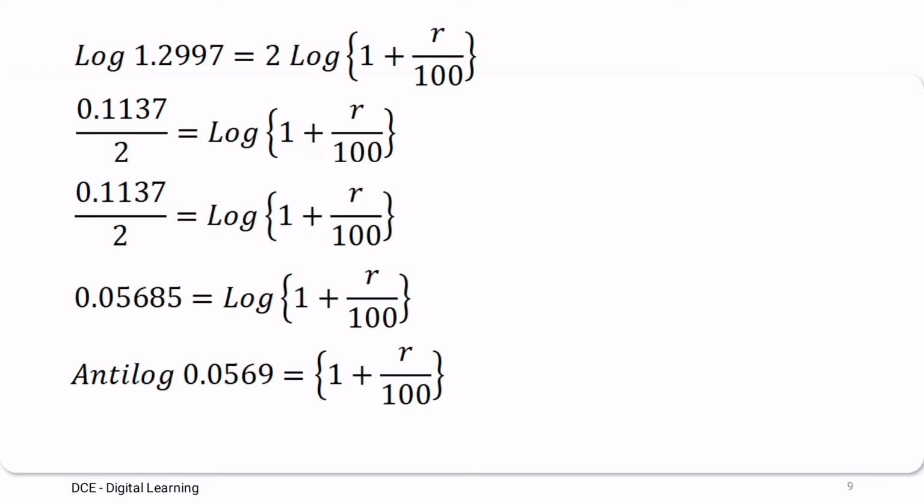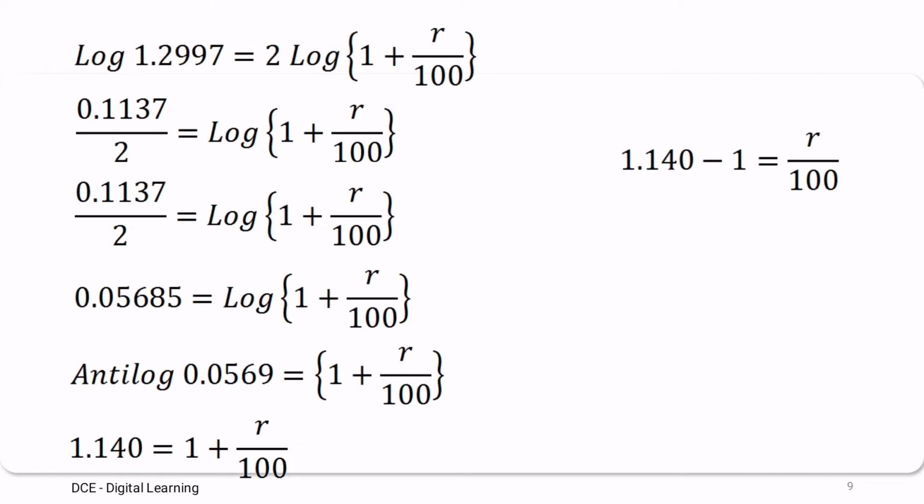Now reconverting log values into antilog values, or the real numbers. Antilog of 0.0569 equals 1 plus R divided by 100. The antilog value for 0.0569 is 1140. Here the characteristic is positive and it is 0. So the number of integral digits in the result will be the characteristic value 0 plus 1, which is 1. So 1.140 equals 1 plus R divided by 100.